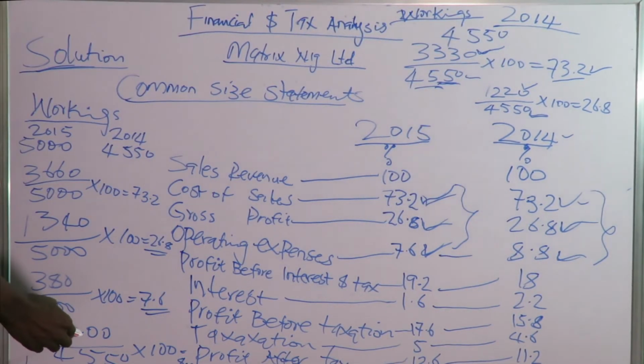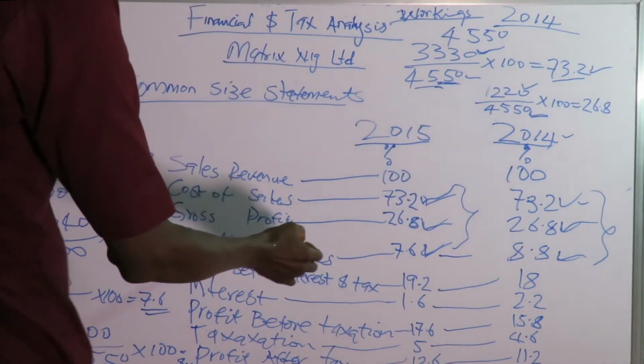So this 400 is the figure for operating expenses in 2014, while this 4,550 is the figure for sales revenue in 2014. So that is how you continue to do it till you finish all of this.